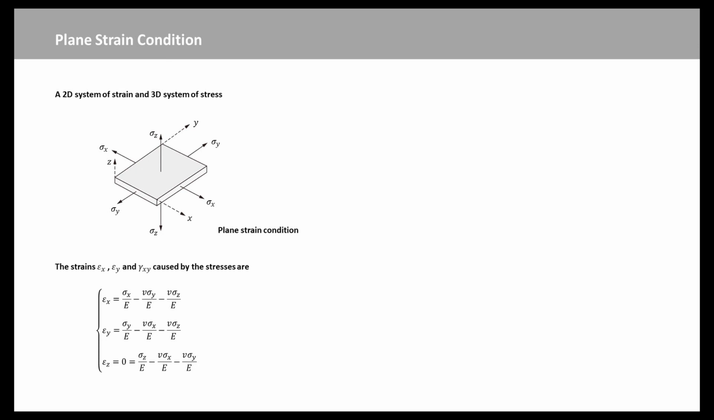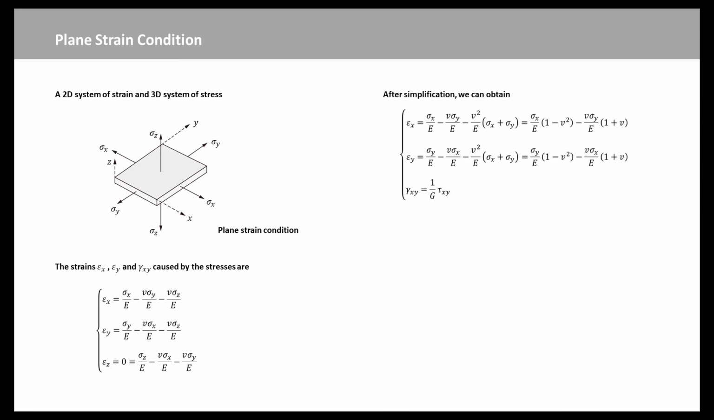We have two strains, epsilon x and epsilon y, and three stresses, sigma x, sigma y, sigma z. Then we obtain the three basic equations. After simplification and adding the shear equation, the strain-stress relationships are expressed here.